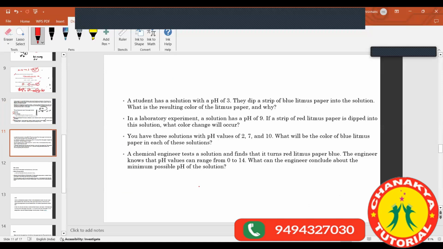What is the difference between red and blue litmus paper? There is no difference. Litmus paper is a strip like this. When you insert the strip into the acid or base, this part changes color. Based on the color change in this part, you can find whether it is an acid or base.